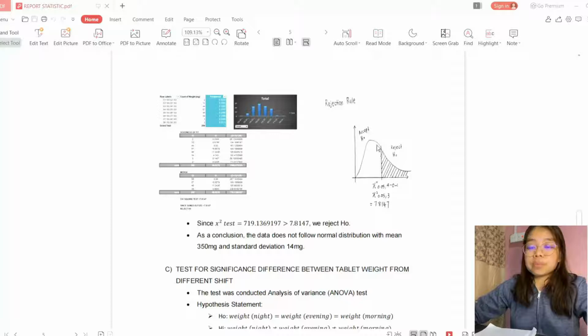Since our chi-squared test value of 719.1369197 is larger than 7.8147, we can conclude that we will reject H0.